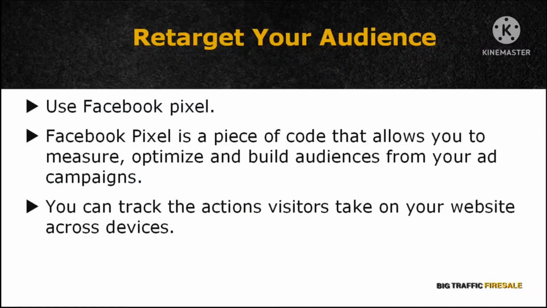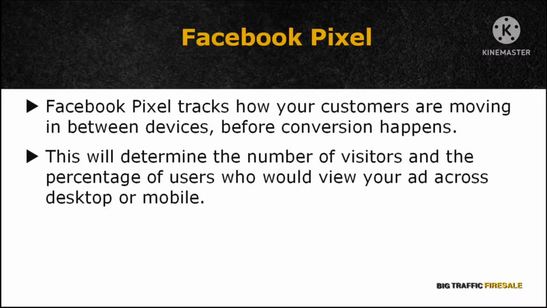The second step is to retarget your audience on your Facebook advertising campaigns with Facebook Pixel. Facebook Pixel is a piece of code that allows you to measure, optimize, and build audiences from your ad campaigns. One of the biggest advantages that Facebook Pixel has is where you can track the actions visitors take on your website across devices, and this will inform you on the performance of your Facebook ads. Among the various interactions that Facebook Pixel is tracking, how your customers are moving between devices before conversion happens.